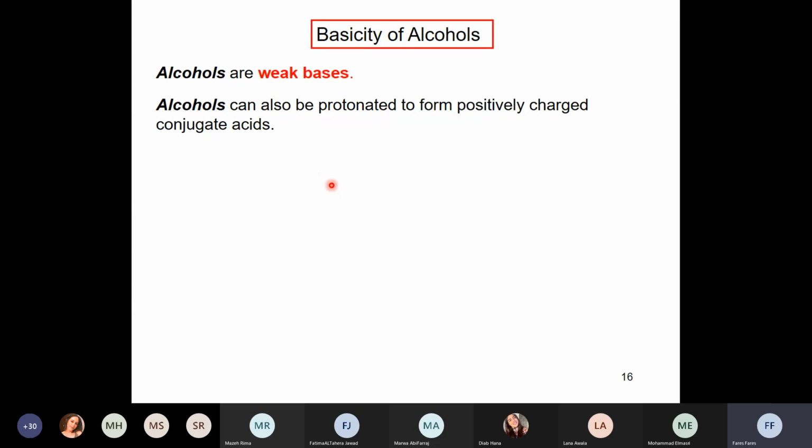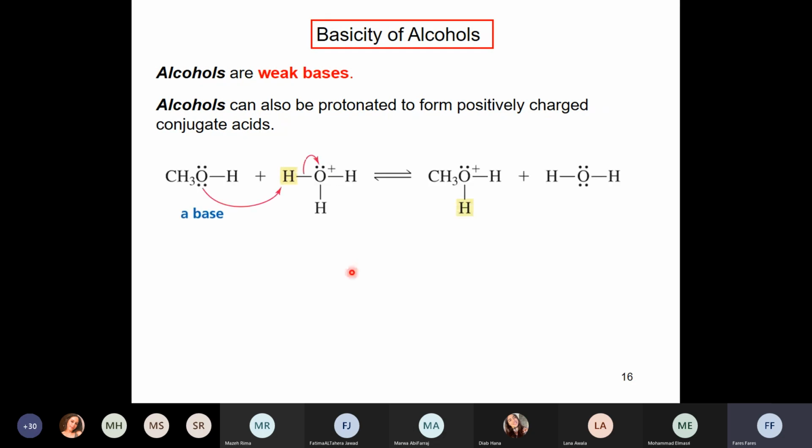طيب by acting as a base يعني إذا بيكون عنده lone pair. This lone pair موجودة على الأكسجين of course. So this same alcohol اللي شفناه بالسلايد قبل عم يشتغل كأسيد ممكن يشتغل كبيس. How? It can accept an H plus from an acid. So if you treat it with H3O plus, in this case the alcohol can behave as a base.